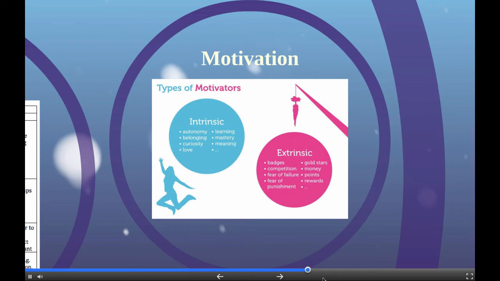Motivation. Adults are more intrinsically motivated to learn in order to improve their quality of life. On the other hand, children are more extrinsically motivated by grades or their parents' approval.